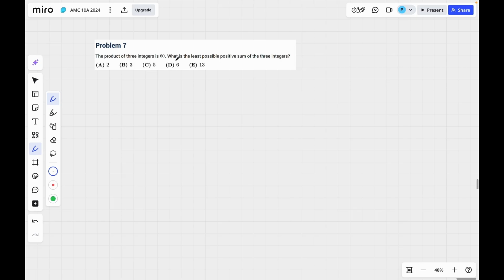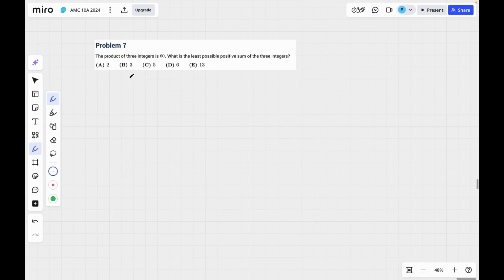Now let's go to problem 7. The product of three integers is 60. What is the least positive sum of the three integers? So right away, we can think that since it doesn't specify positive integers, we can have two of these integers be negative, so that the product is still positive 60, but we minimize our sum. Now, since we still want the least possible positive sum, we can't use negative 60 as one of our numbers.